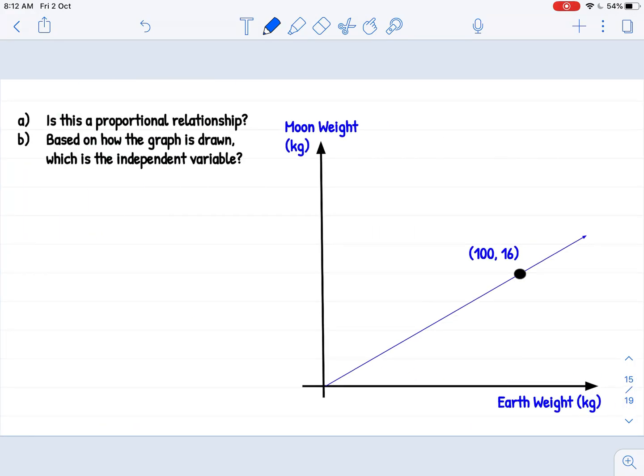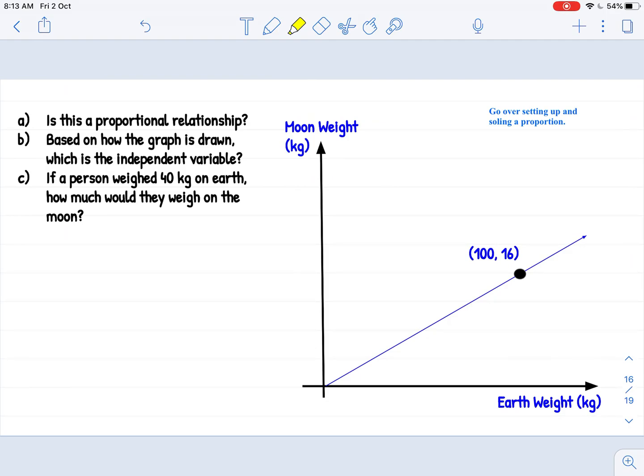Okay, the second one. Based on how the graph is drawn, which is the independent variable? The reason that the independent variable is the Earth weight is because it's on the horizontal axis. Remember, that's usually where we put the independent variable, which means the dependent variable is going to be the moon weight. For this particular problem, I could have set it up the other way and made the moon weight the independent variable, but how we wrote it here, the Earth weight would be the independent variable.